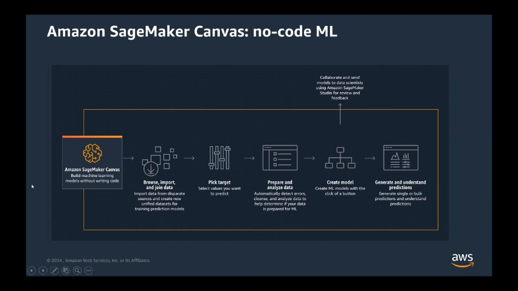With Amazon SageMaker Canvas, first you browse the dataset and then import it into SageMaker Canvas. Then you pick a target. This is the value that you want to predict. And then you prepare and analyze the data, cleanse it, and make it ready to build the model. Then you start creating the model. Once the model is created, you can generate predictions as well.